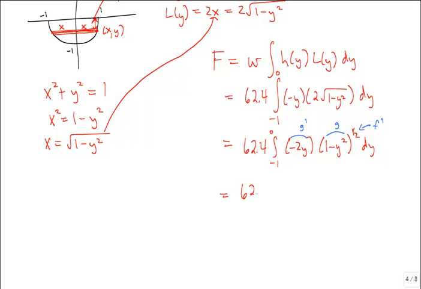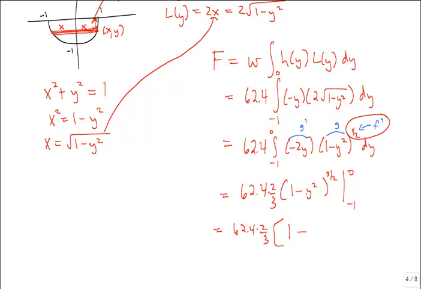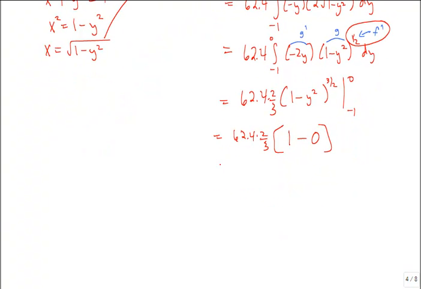So to integrate this, all I integrate is my outer power, and the integral of a 1/2 becomes a 3/2 times 2/3. What's inside stays inside. So I'm going to get 62.4 times 2/3. If I plug in 0, I'm going to get 1 minus 0 to the 3/2, which is just 1. If I plug in negative 1, negative 1 squared is positive 1, and 1 minus 1 will be 0. So the bottom bound actually gives me a 0. So we just get 62.4 times 2/3, which is 41.6, and our units here are pounds, pounds of fluid force.